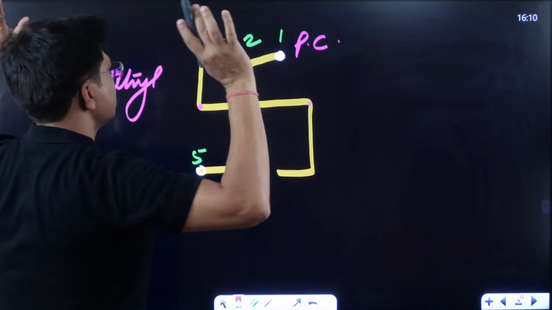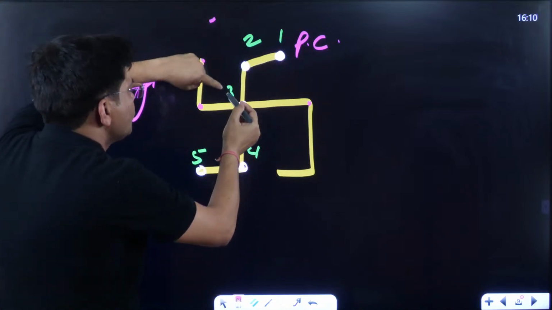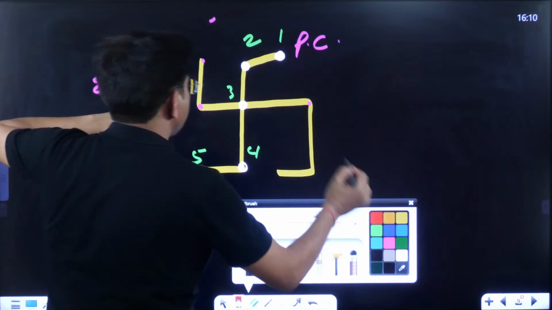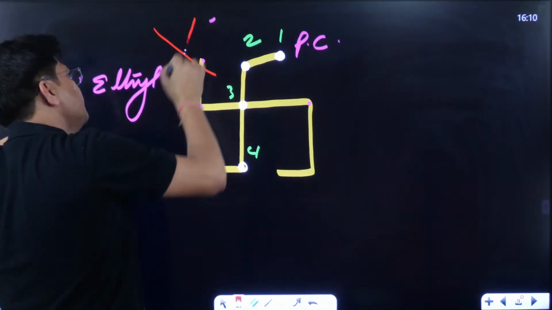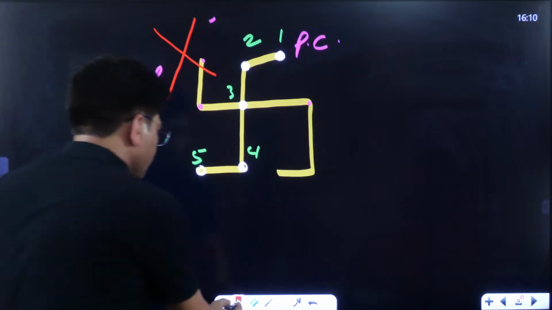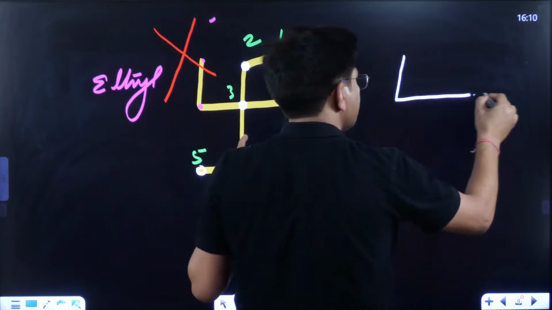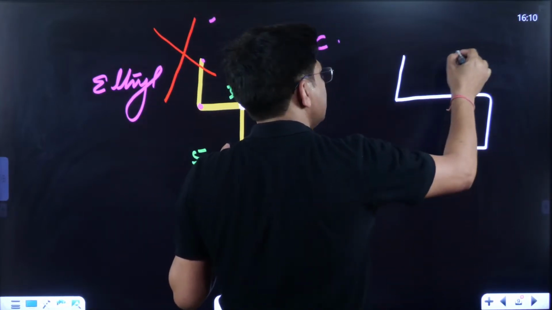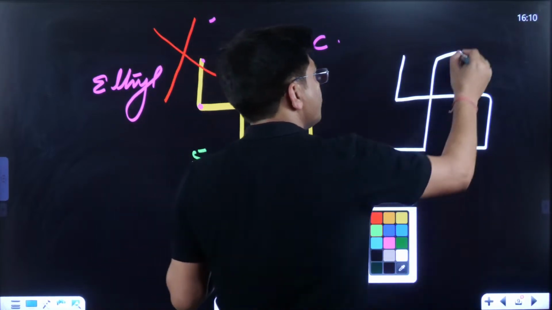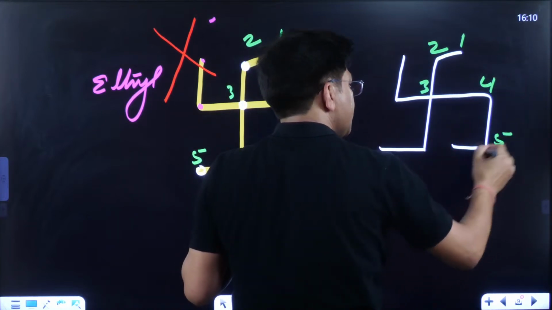This is wrong. This is wrong because if we are counting 1, 2, 3, 4, 5, 6, the examiner is going to give you 0 marks. So what are we supposed to do? The numbering went wrong, kids. Everyone see to it. Numbering must go like this: 1, 2, 3, 4, 5, 6.